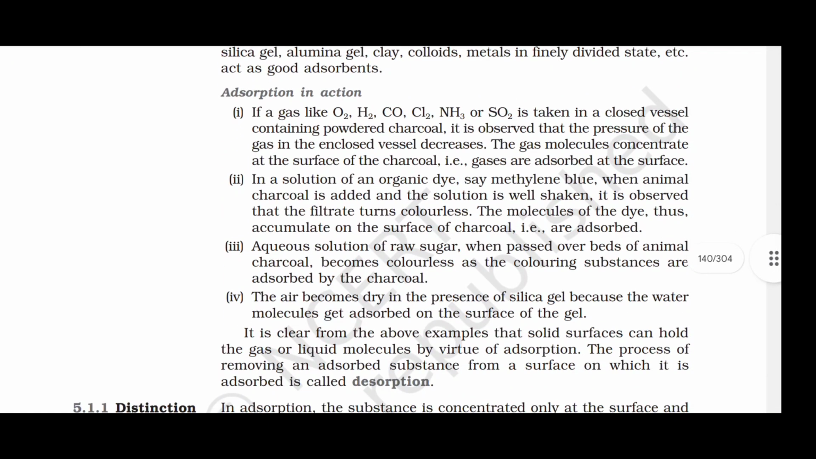Third, aqueous solution of raw sugar when passed over beds of animal charcoal becomes colorless as the coloring substances are adsorbed by the charcoal. Fourth, the air becomes dry in the presence of silica gel because the water molecules get adsorbed on the surface of the gel. It is clear from the above examples that solid surfaces can hold the gas or liquid molecules by virtue of adsorption. The process of removing an adsorbed substance from a surface on which it is adsorbed is called desorption.